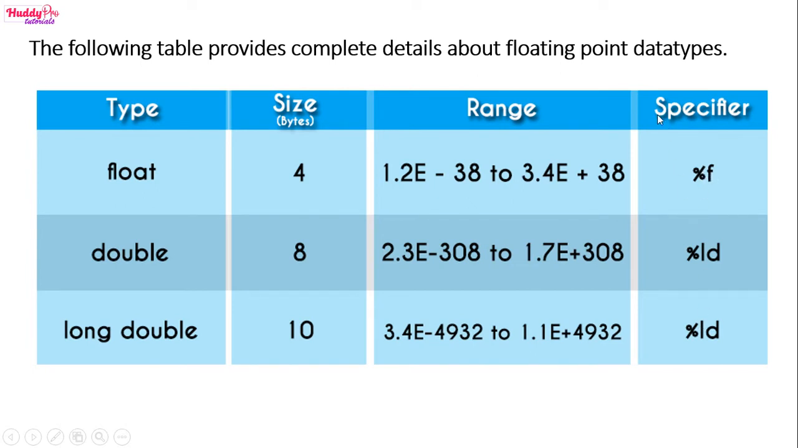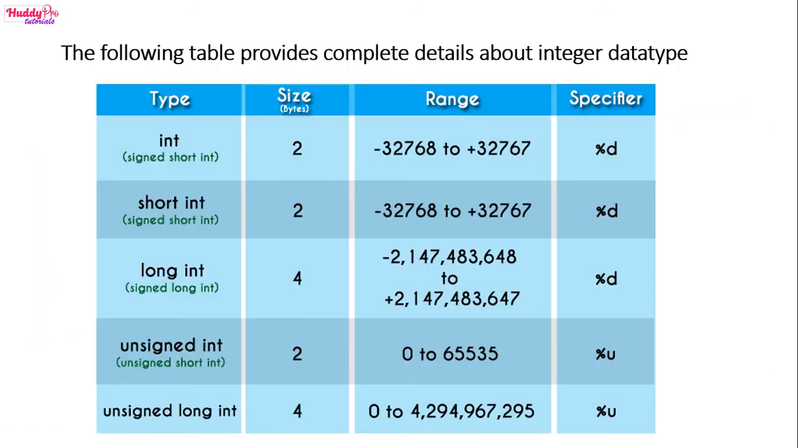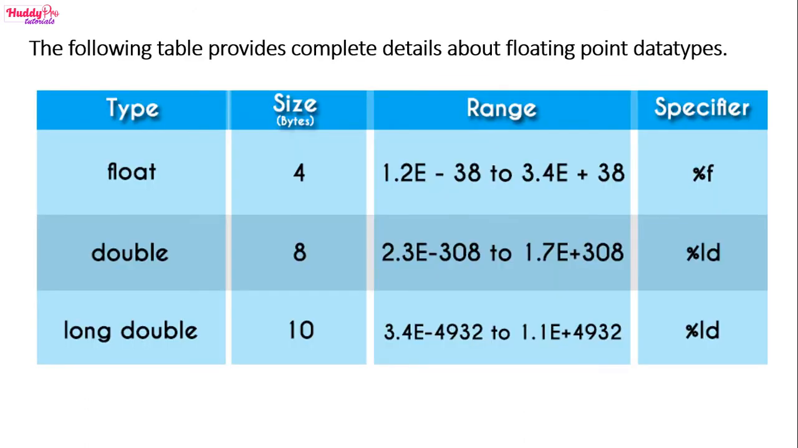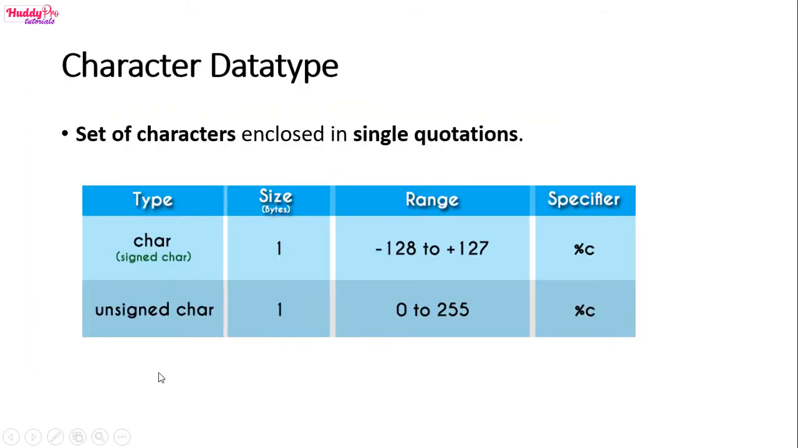So remember, for integer we used %d and %u for signed integer. For the unsigned integer, %d and %u. But now for the floating point, we have %f as a specifier for the floating point data types, then %ld for the double, and %ld still as the specifier for the long double data type. What about the character data type? Character data type is a set of characters enclosed in single quotes.